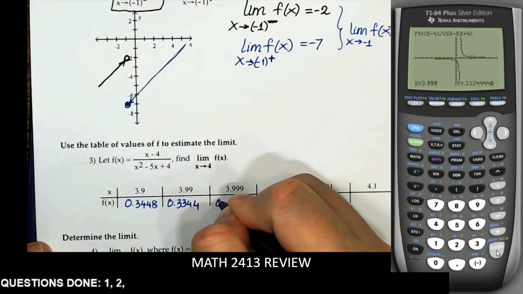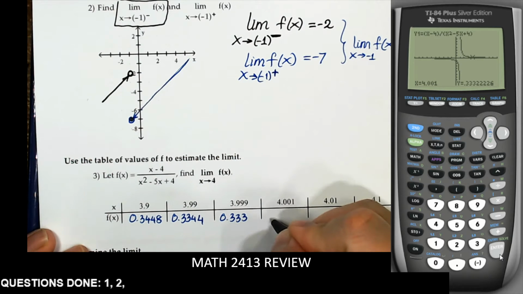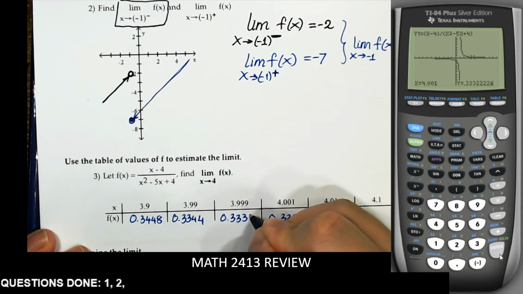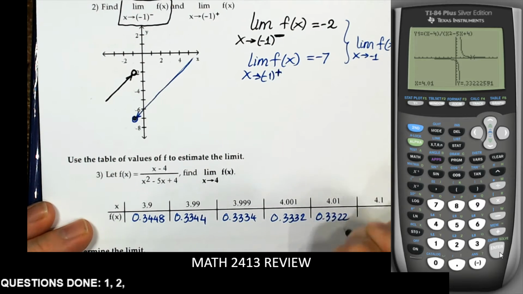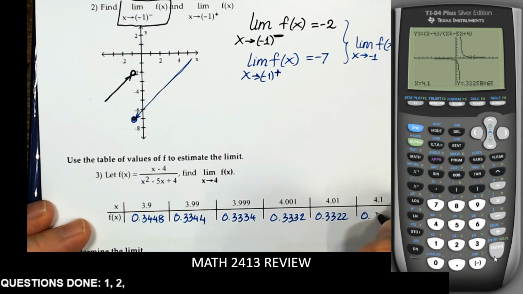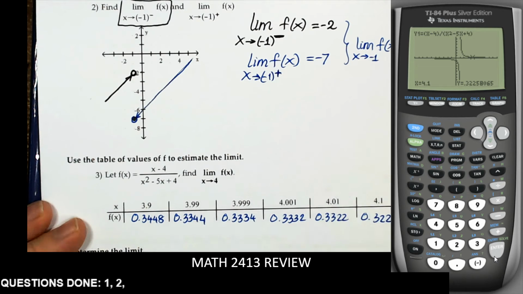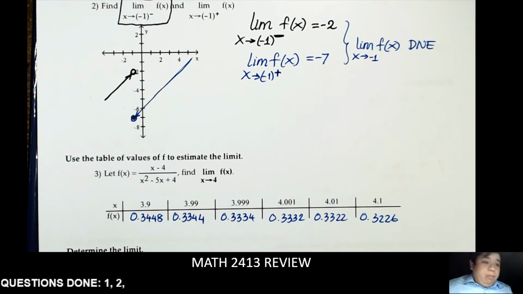We have 0.333, then 4.001, 0.333. Oh, that was 4.001, and then 4.01, 0.3322, and 4.1, 0.3226. Right, so those are the values. Let's put the calculator away.